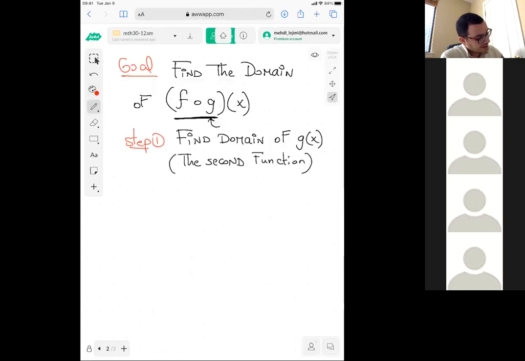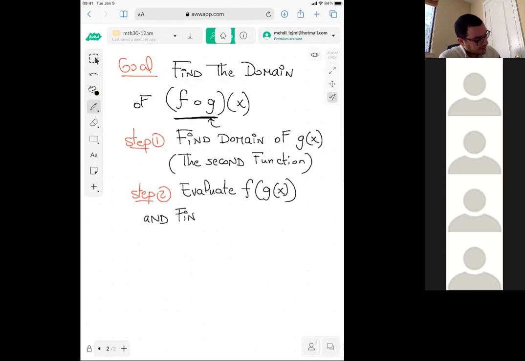In step number 2, you have to evaluate and simplify f of g of x, and find its corresponding domain. So find its domain. Right. Then in the last step, step 3, we find the answer: the domain of f composed with g.